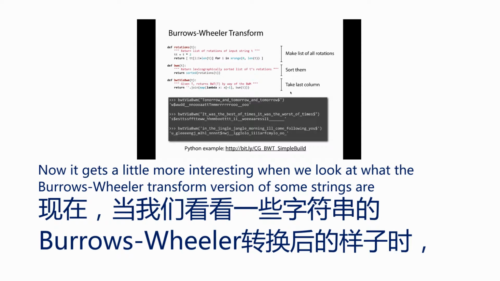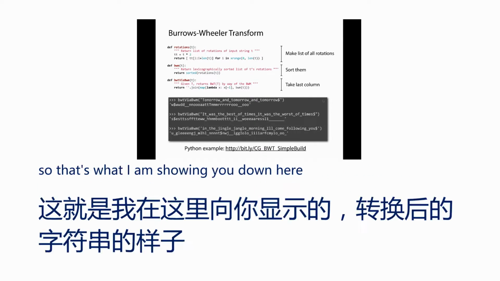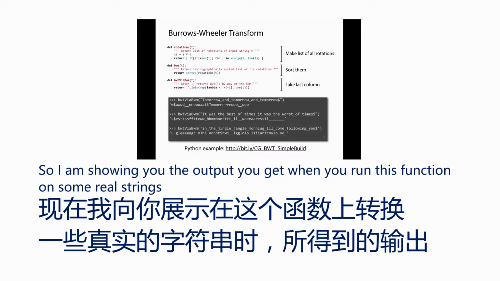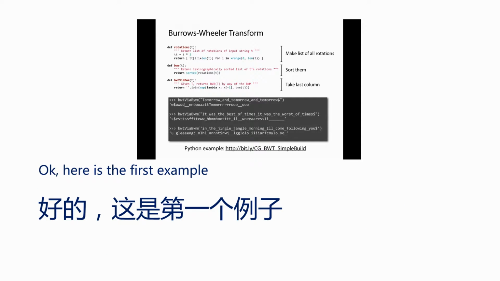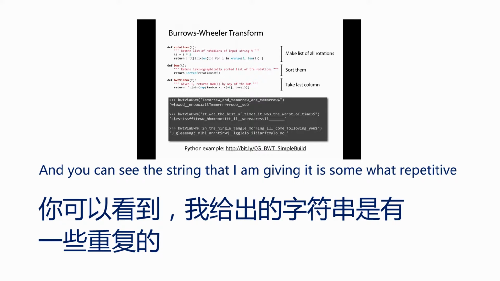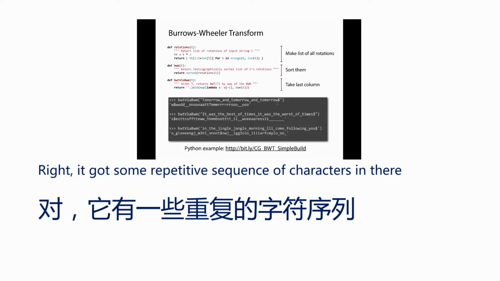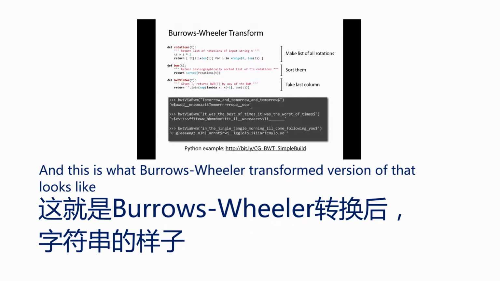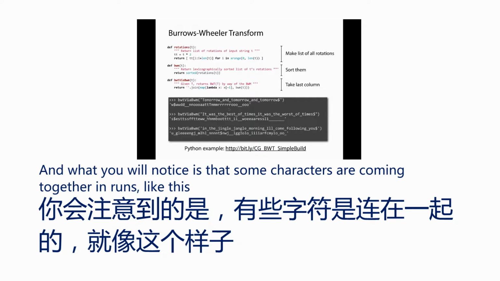Now, it gets a little bit more interesting when we look at what the Burrows-Wheeler Transform versions of some strings are. So that's what I'm showing you down here. So I'm showing you the output that you get when you run this function on some real strings. Okay, so here's the first example, and you can see the string that I'm giving it is somewhat repetitive, right? It's got some repetitive sequences of characters in there. And this is what the Burrows-Wheeler transformed version of that looks like. And what you'll notice is that some characters are coming together in runs like this.